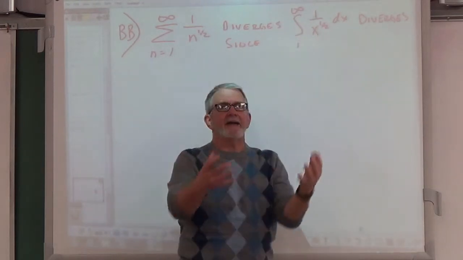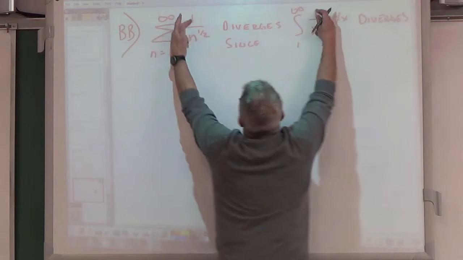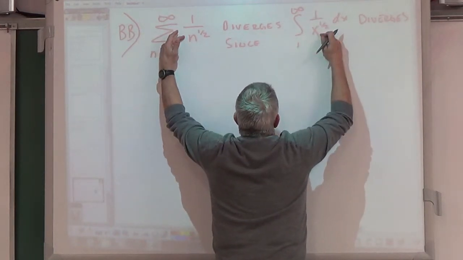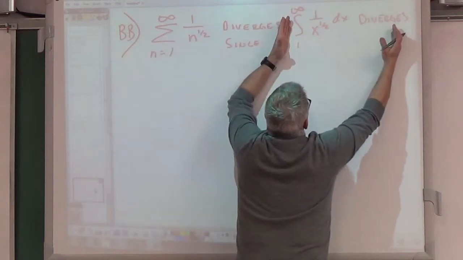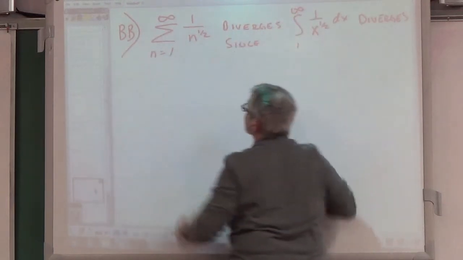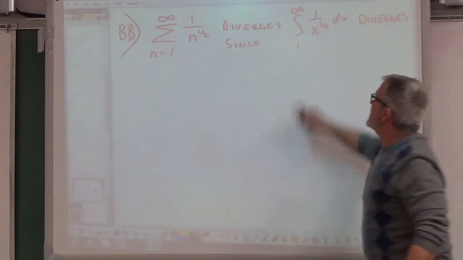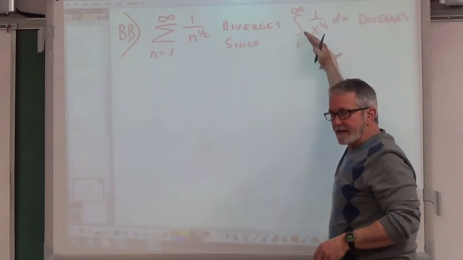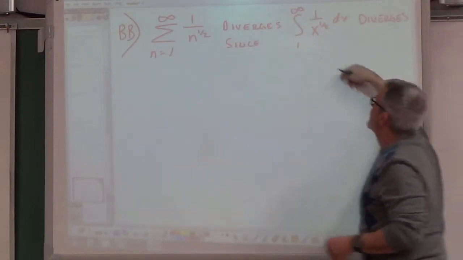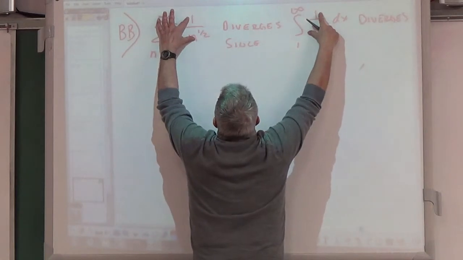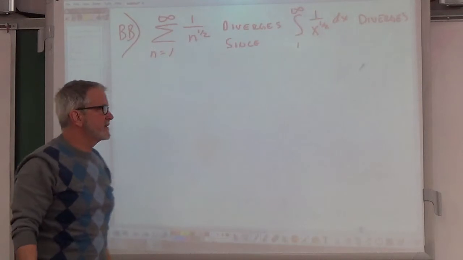And by the integral test, if this diverges, because these have the same output if n is greater than 1, then this series diverges. And this is positive and decreasing, with the same output as this. So we're good. We can use the integral test for series.